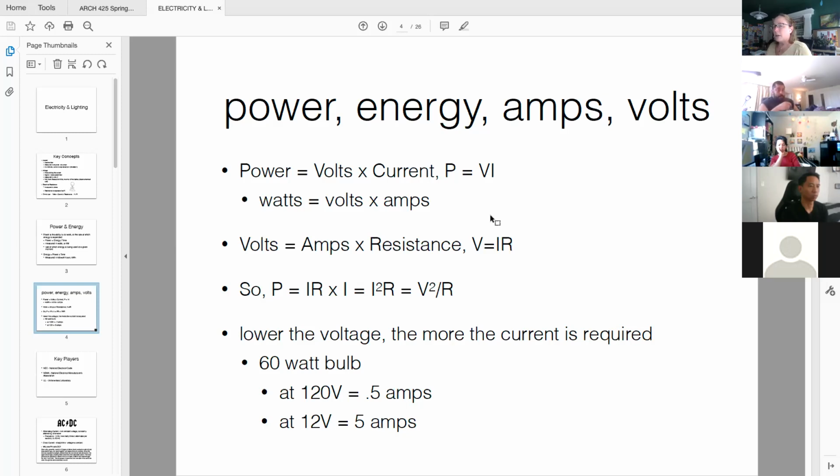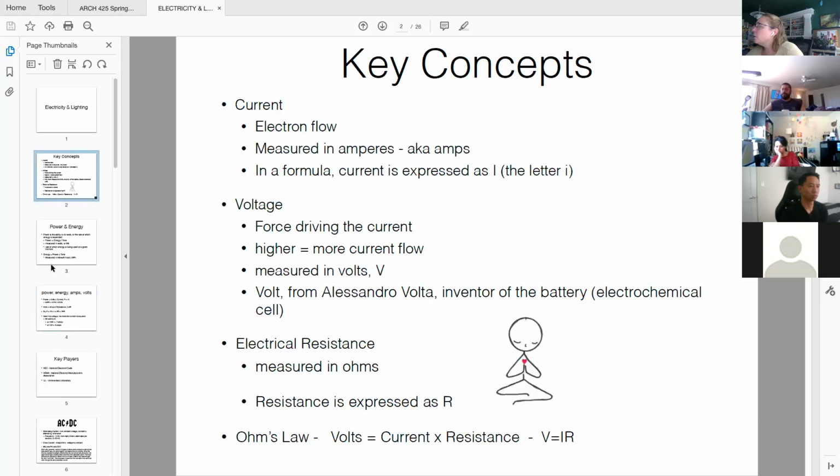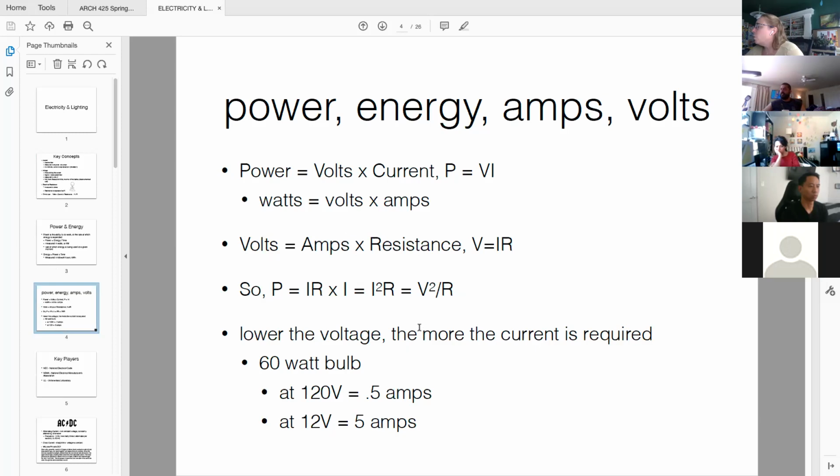Or if you want to calculate for volts, you can reverse that. I'm just trying to keep my terminology straight here. Your volts is your force, or your force squared divided by the resistance. So it's either amps squared times resistance or force squared divided by resistance.